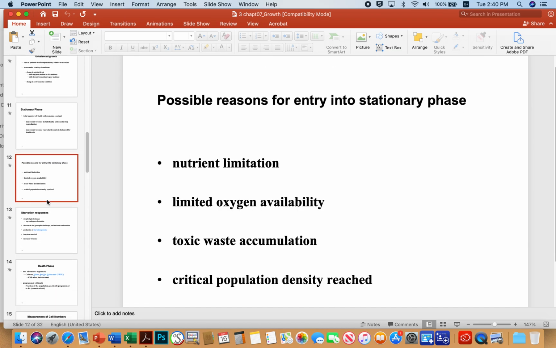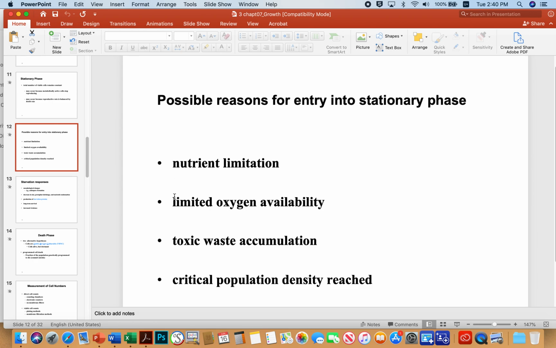So some of the possible reasons, again, nutrient limitation, or in the case of aerobic organisms, limited oxygen availability. It could be the opposite, right? If the organism doesn't like oxygen, it could be the infusion of oxygen that actually stops the growth. So it depends on the circumstance. It depends on the organism. But certainly toxic waste accumulation will happen.